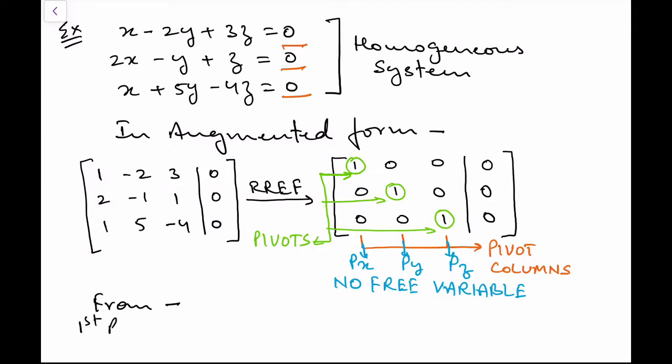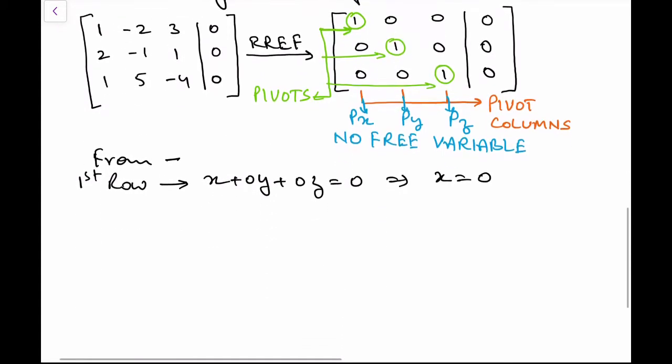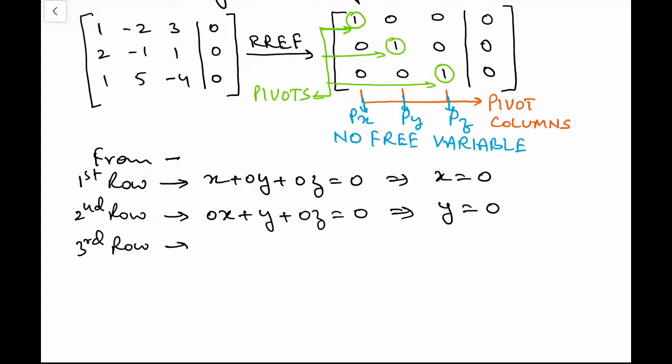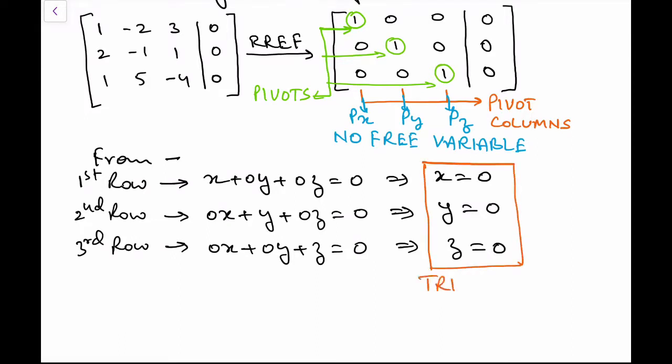Now from first row we will get the equation x plus 0y plus 0z is equals to 0. Then from second row we will get 0x plus y plus 0z is equals to 0, that is y is equals to 0, and from third row we will get 0x plus 0y plus z is equals to 0, that is z is equals to 0. So here also we got trivial solution when there is no free variable, because values of x, y and z are zeros.